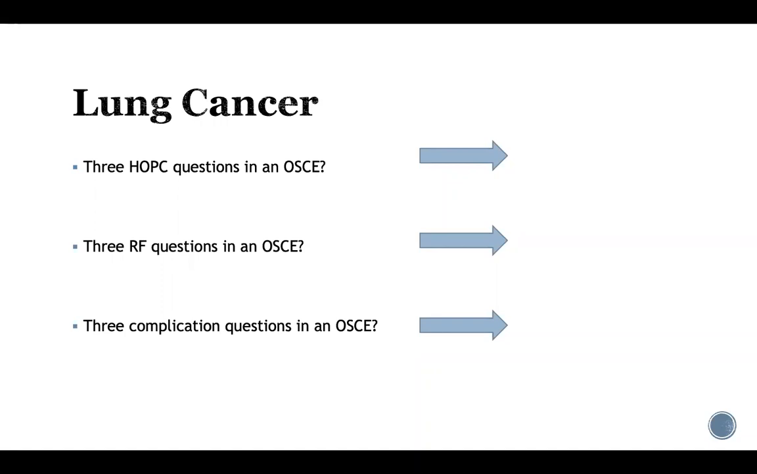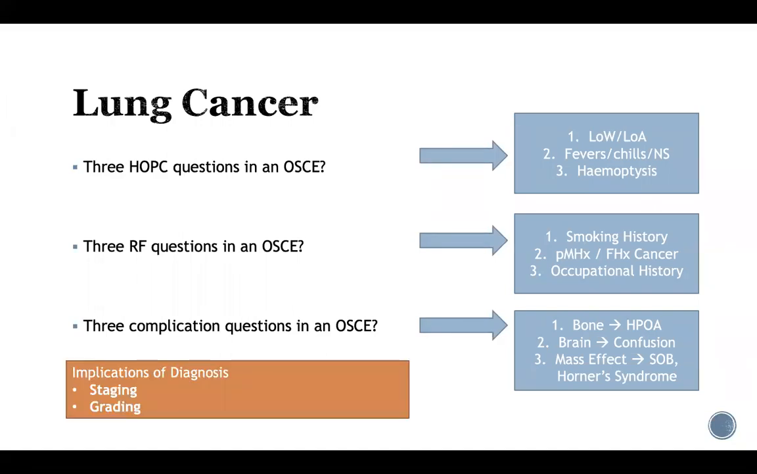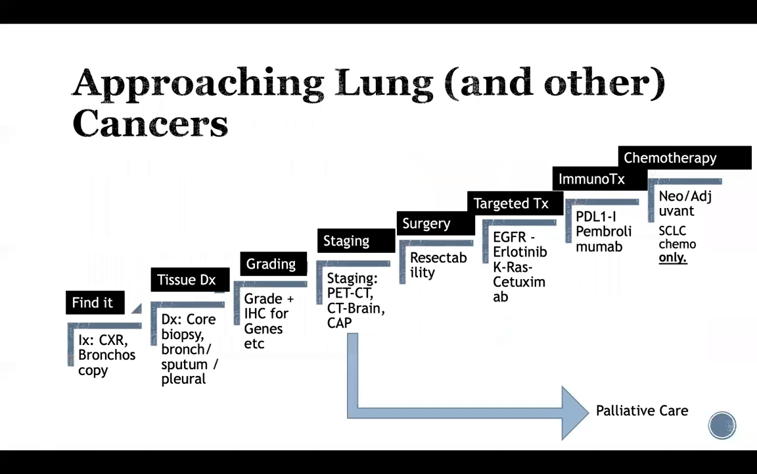So those 3. And then 3 risk factors: smoking, cancer history, occupational history, and 3 complication questions. So this is when you kind of show off your paraneoplastic syndrome knowledge and say, oh, do you have any bone pain? Are you confused? Do you have Horner syndrome? Don't ask them if they have Horner syndrome, ask them if they have noticed eye changes. And then the implications is that you have to stage it and grade it. So find it, tissue. This is like your path style thing.